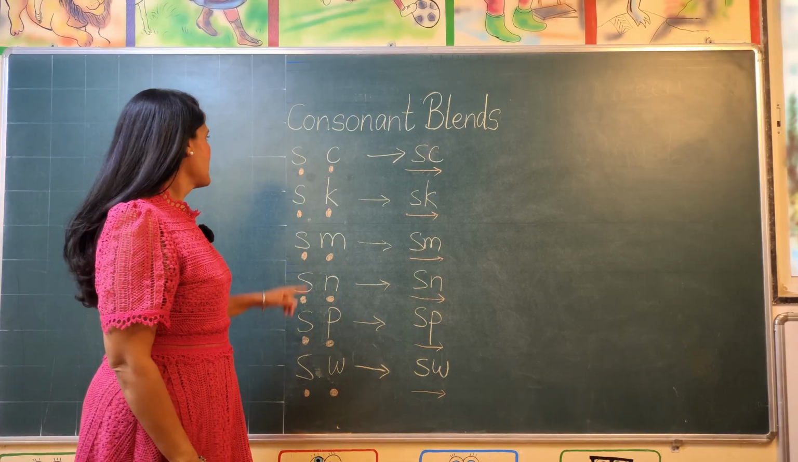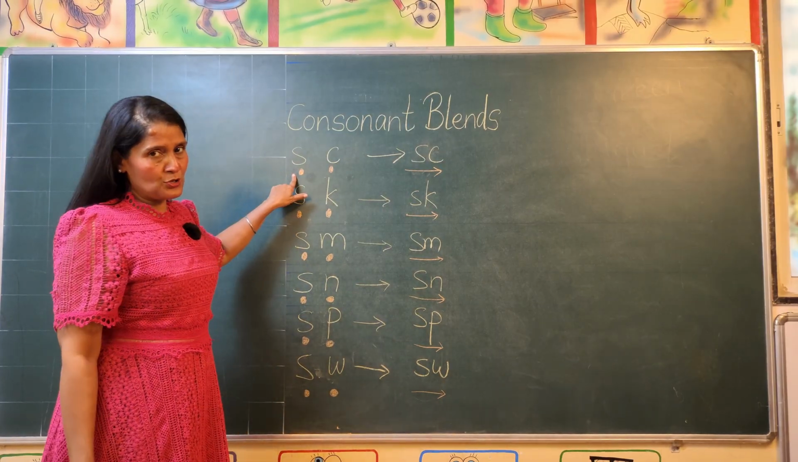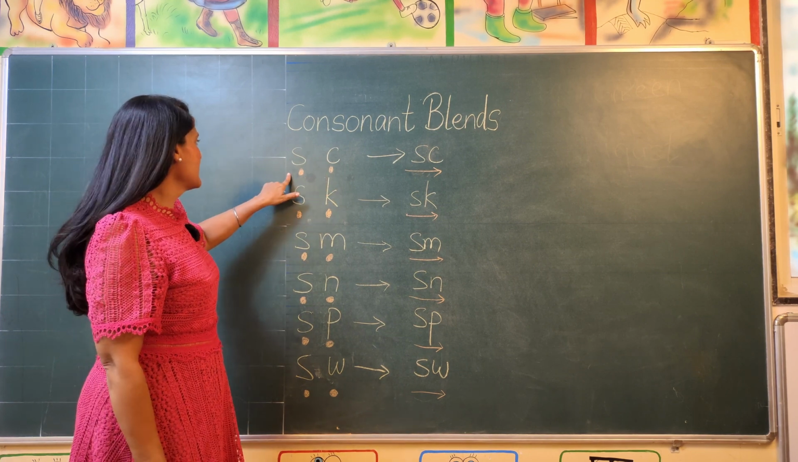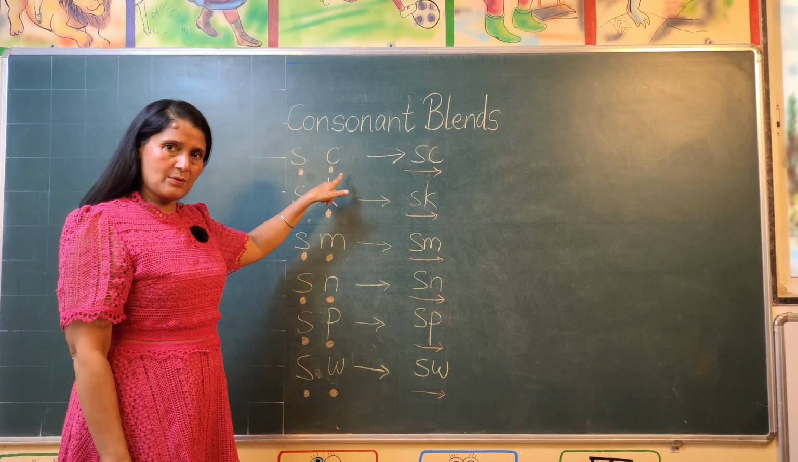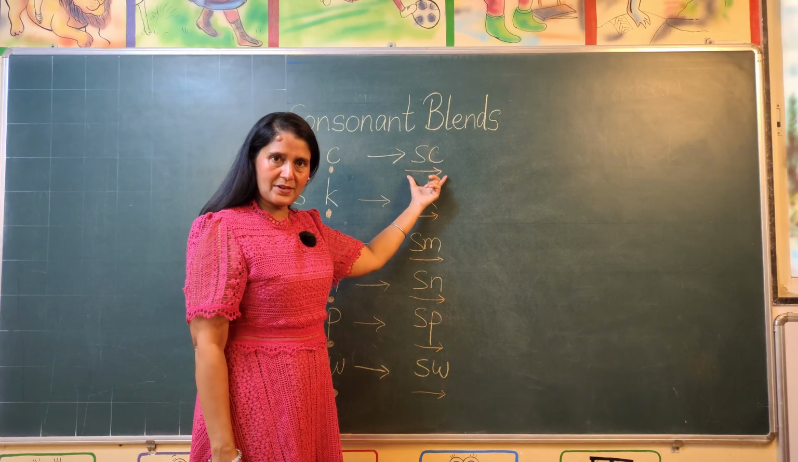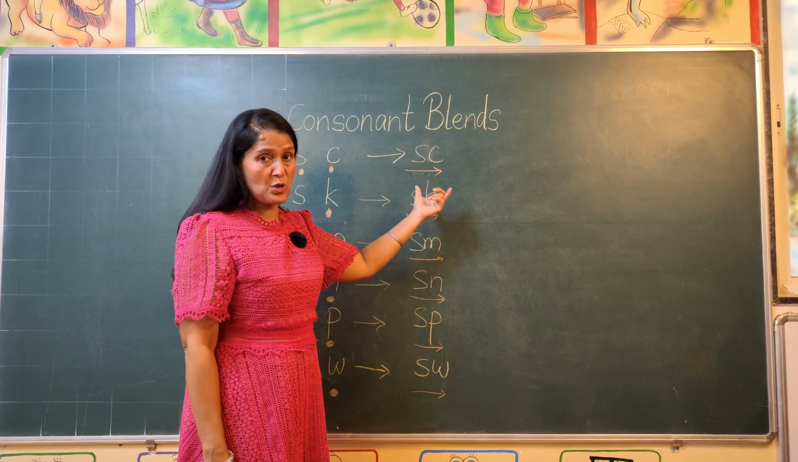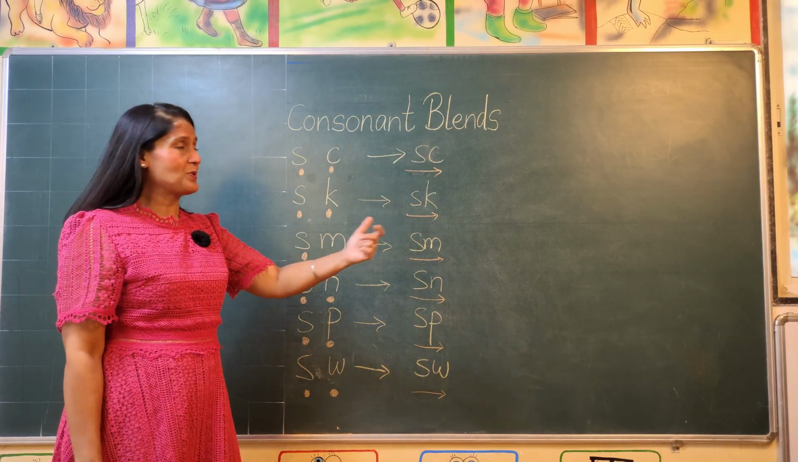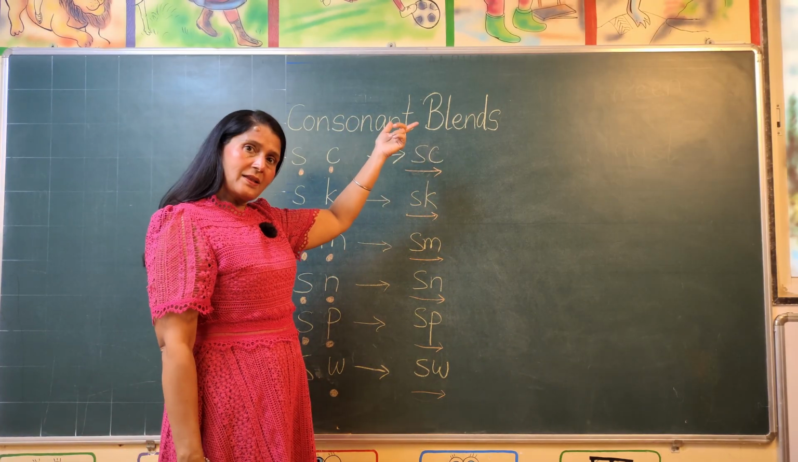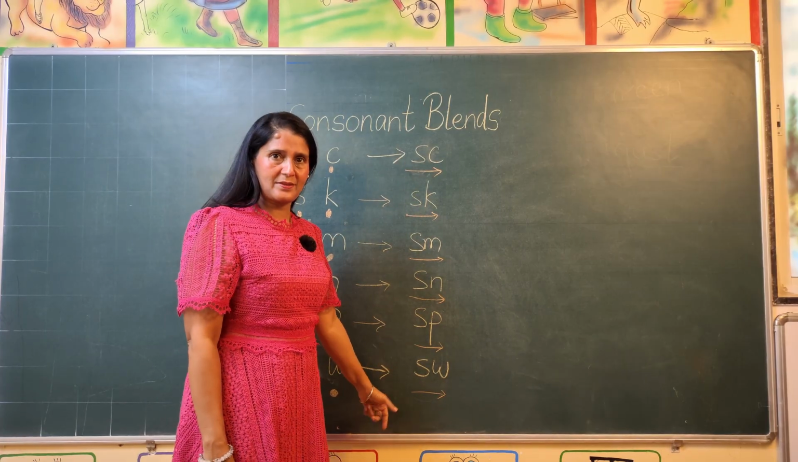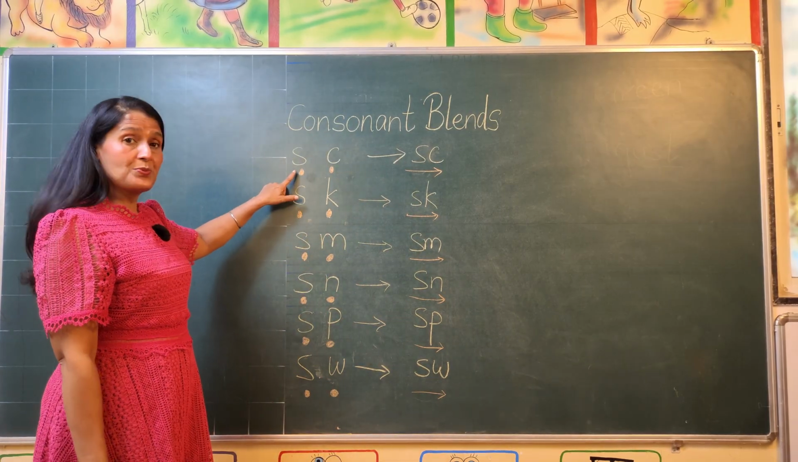Let's get started. S is also a consonant and C is also a consonant. So we will blend their sounds and form a new set of sound that we call a consonant blend of S family. Why S family? As I told you, in L blends, L was common. Here S is common in all the blends, right? So let's begin to read it, okay?